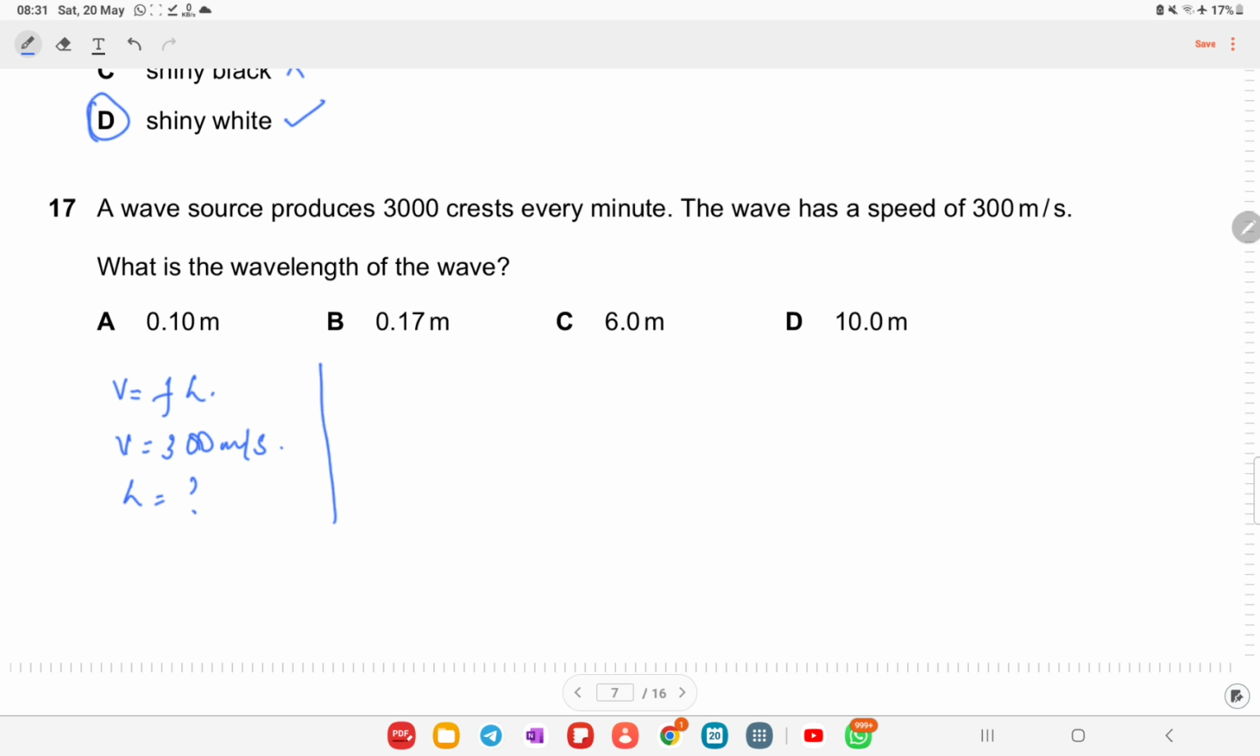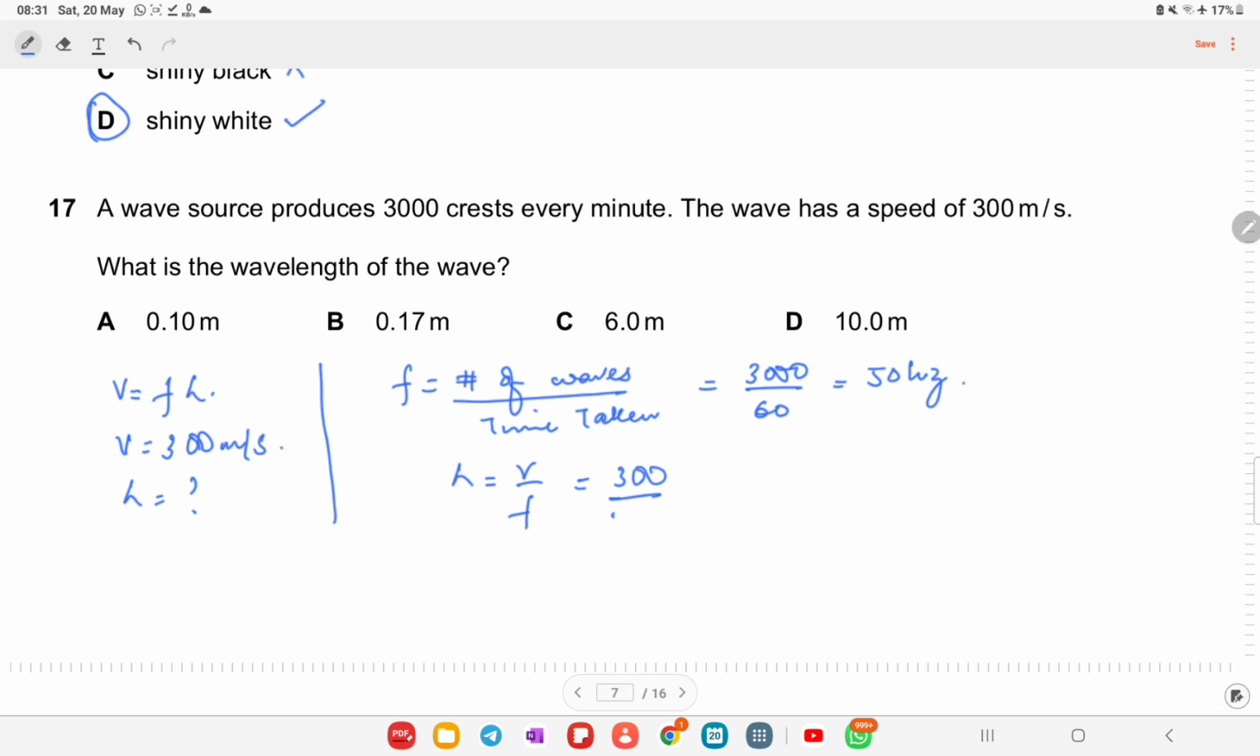So over here, first of all we will find out the frequency, and the formula for frequency is number of waves divided by time taken. So number of waves is 3000, divided by time taken, 1 minute, so it's going to be 50 hertz. And when you apply the formula v equals f lambda, lambda will be v over f. So v is 300 and f is 50. If you do these calculations, it's going to be 6 meter. So option C will be the right answer.